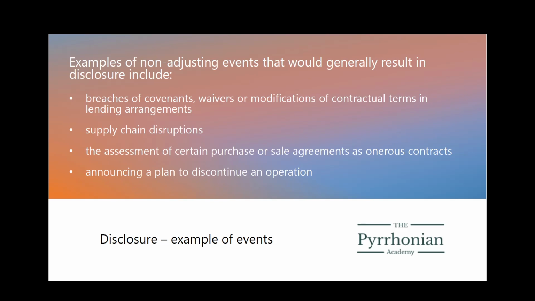The assessment of certain purchase or sales agreements as onerous contracts. This assessment has no significant impact immediately. However, it may result in such an impact in the future. So this is also a type of event that should be disclosed by note. And another example is announcing a plan to discontinue an operation. So you just announce a plan. This announcement has no immediate impact on your financial condition. However, it may have an impact in the future, so we should probably disclose it by note.